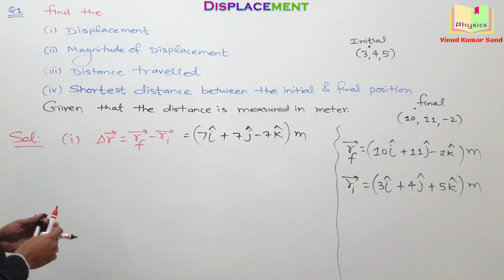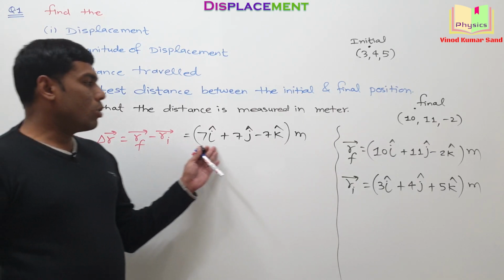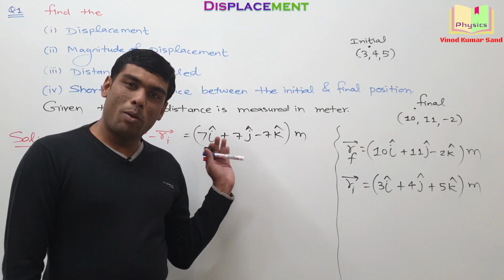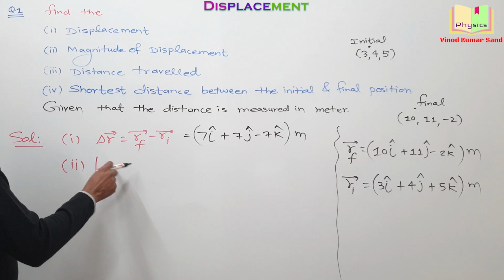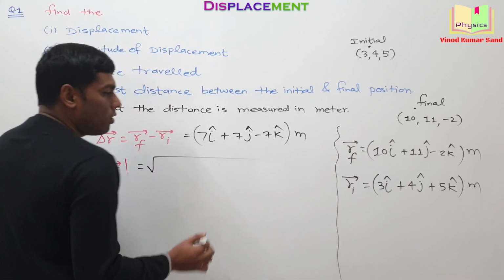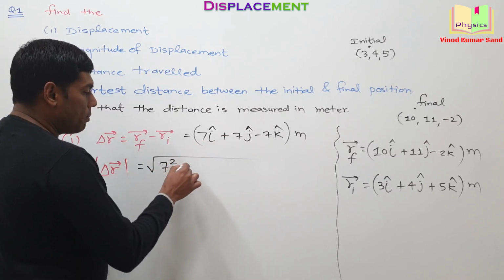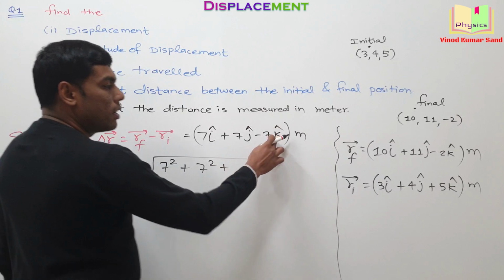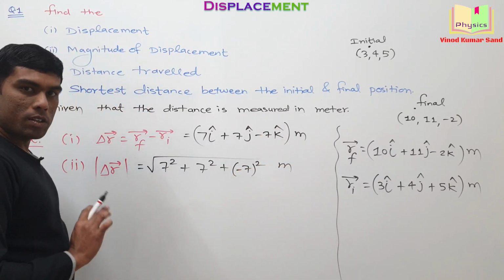Okay. Second part, the magnitude of the displacement. If we know a vector, we can easily obtain its magnitude. Technically, they are asking this thing, mod of del r vector. Mod of del r vector we know, root of i cap coefficient square plus j cap coefficient square plus k cap coefficient square, and the unit is again meter. Done.